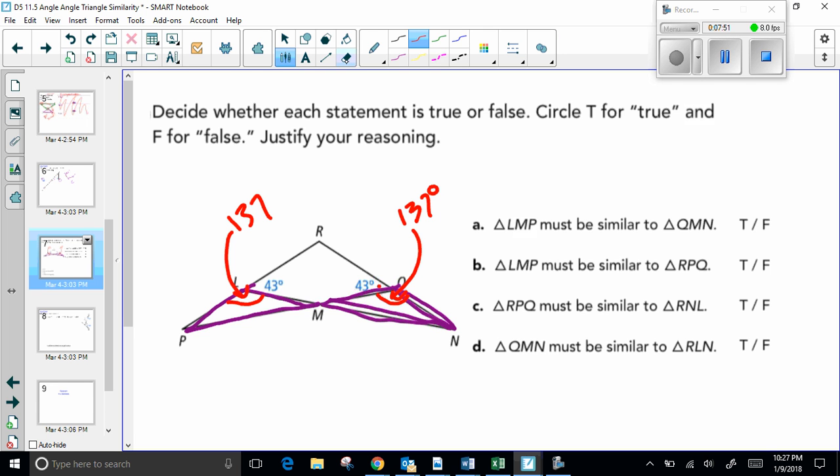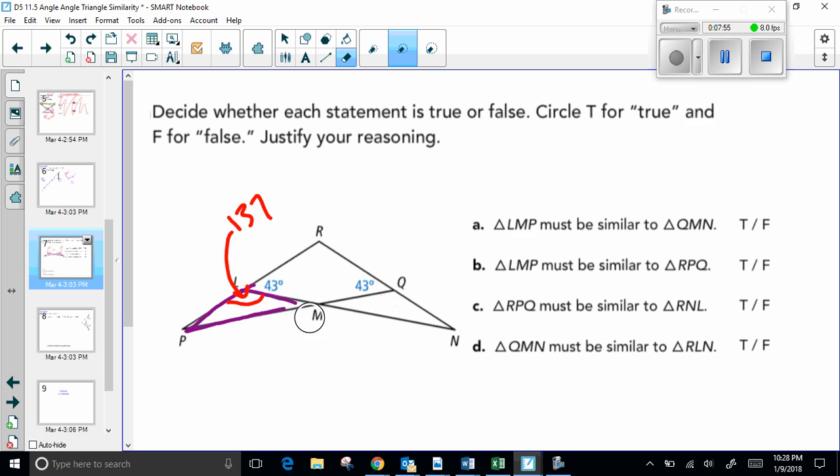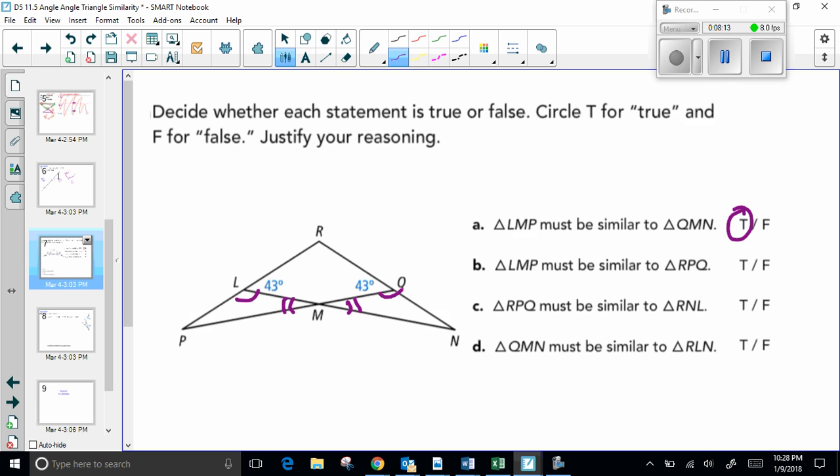Then, if I erase and I look a little bit more closely here, I also have vertical angles that are made by these two crisscrossing lines. And so the angles here match. That's two sets of angles. This one and this one, these two vertical angles. So true, they must be similar. Okay, we've narrowed it down and determined that's true.